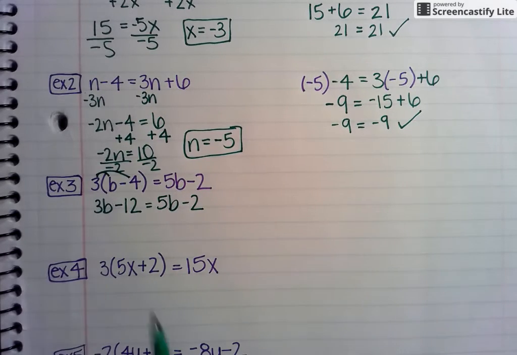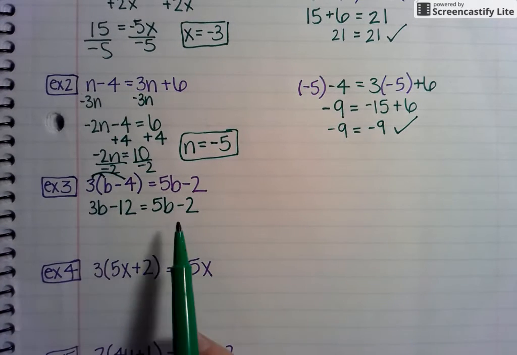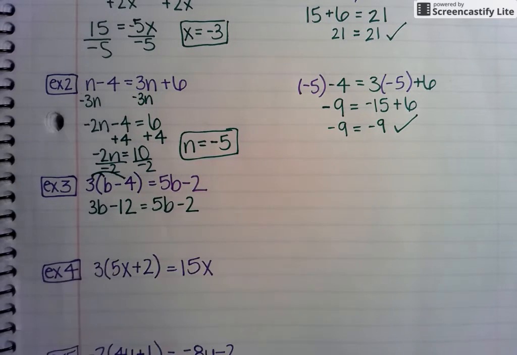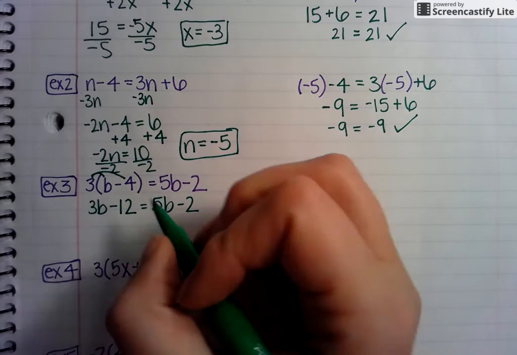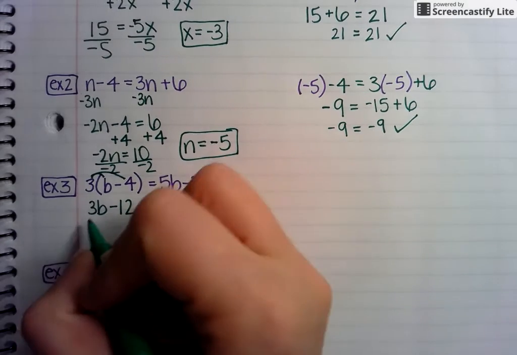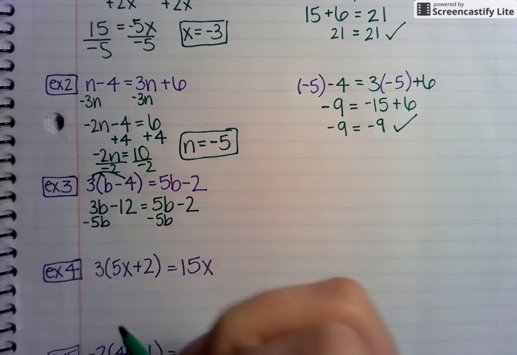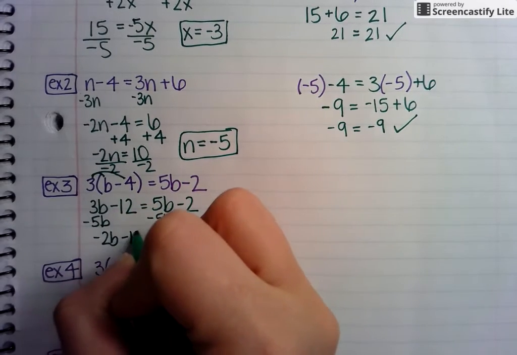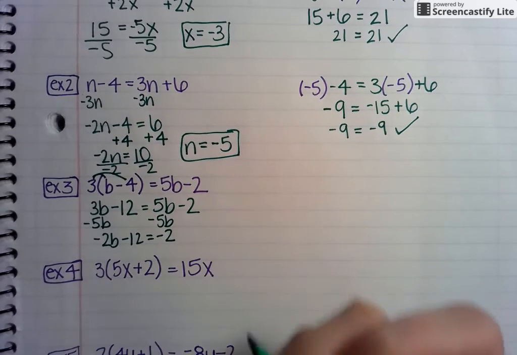Now our goal is to get the variables to one side and the constants, which are the numbers, to the other. So I'm going to get the variables on the left side. I'm going to subtract 5b from both sides. I'm left with 3 minus 5, which is negative 2b, minus 12 equals negative 2.